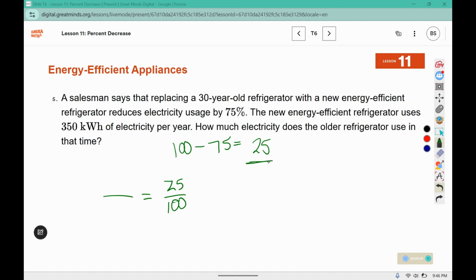350 represents the 25%. The original is the old refrigerator. So we will cross multiply and then divide to figure out what the original amount was. 350 times 100 divided by 25 tells us that the original refrigerator was 1,400 kilowatt hours of electricity per year.